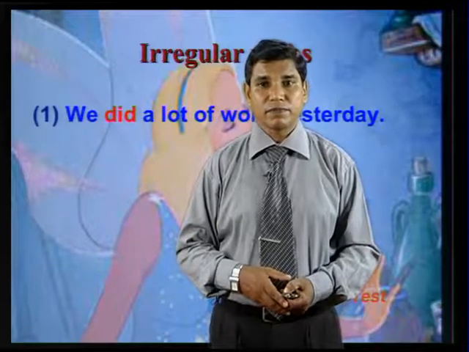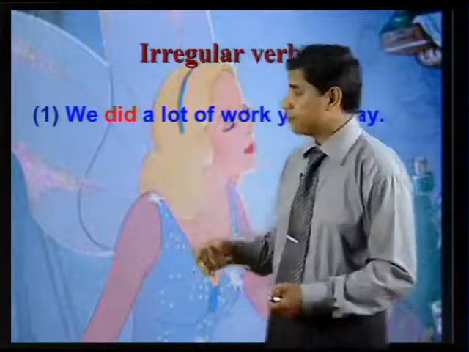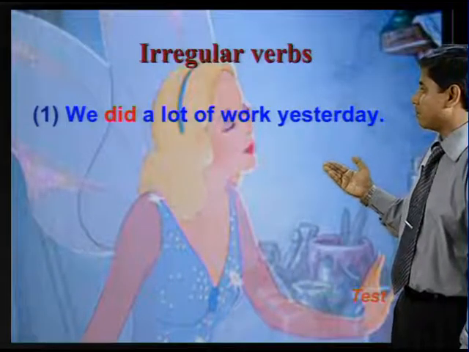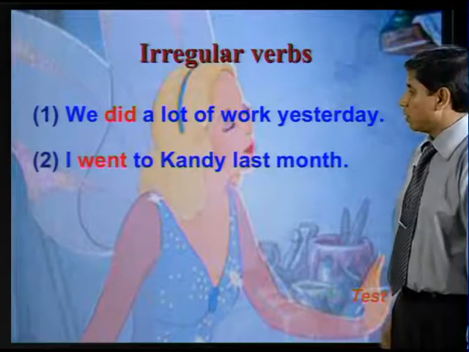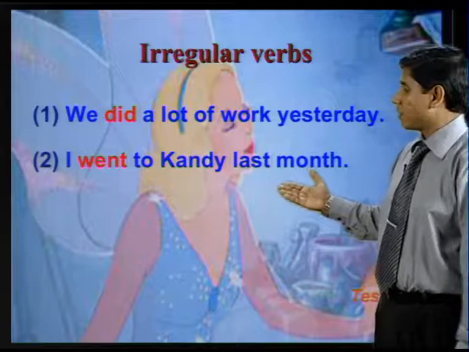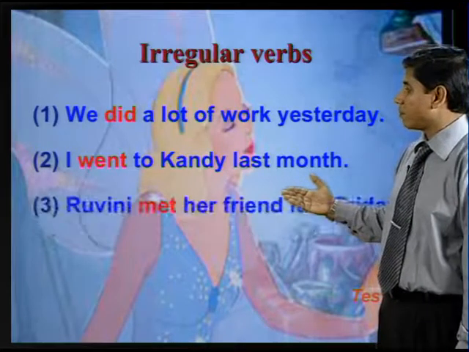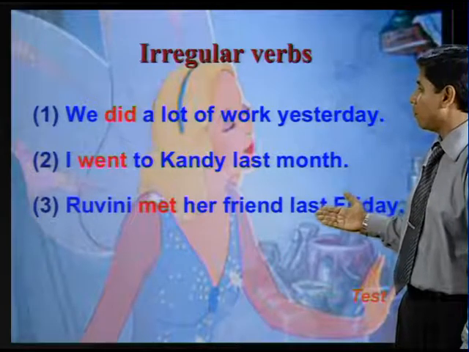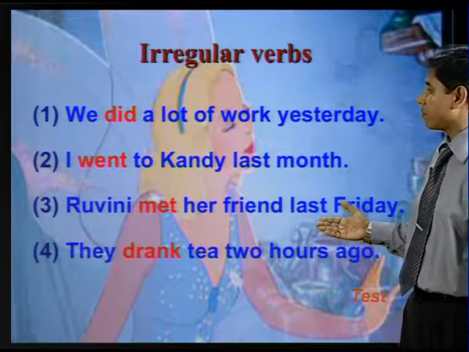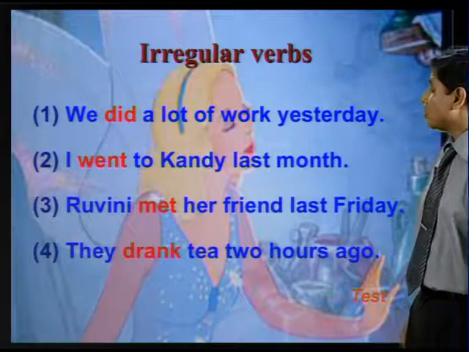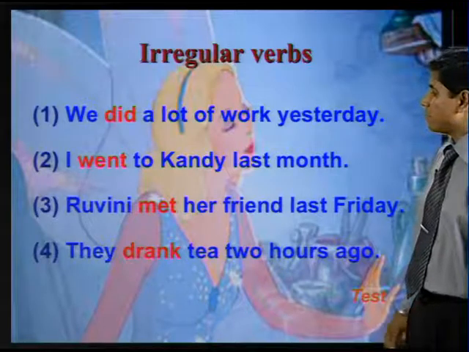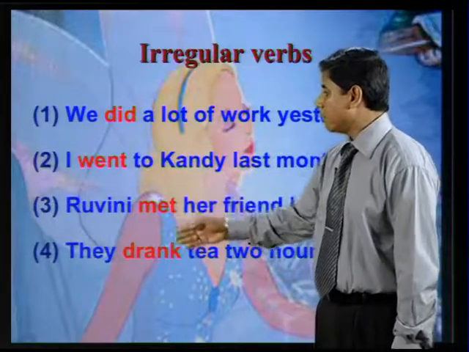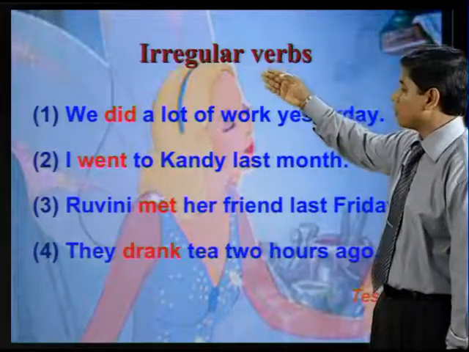Let's look at some examples. We did a lot of work yesterday. Number 2, we went to Kandy last month. Ruvini met her friend last Friday. They drank tea 2 hours ago. So the verbs did, went, met, drank, all these are irregular verbs.